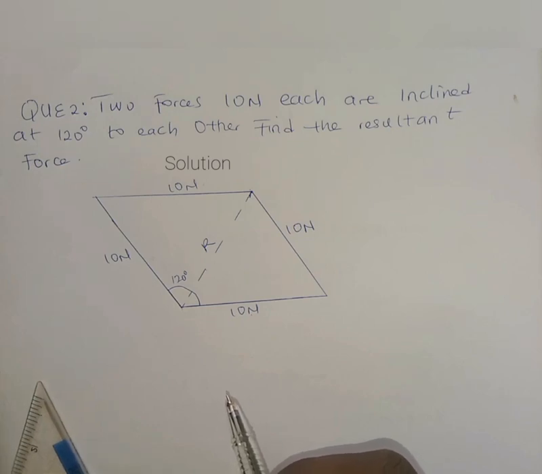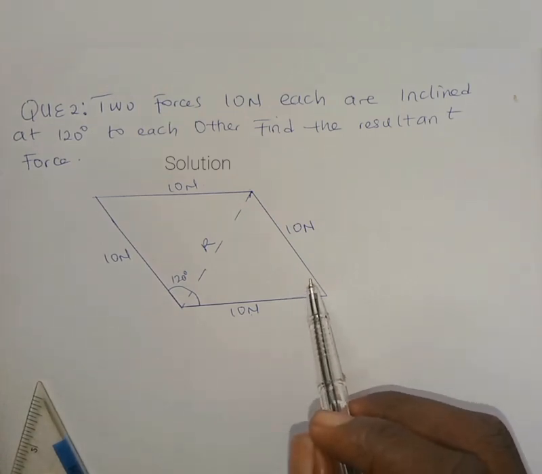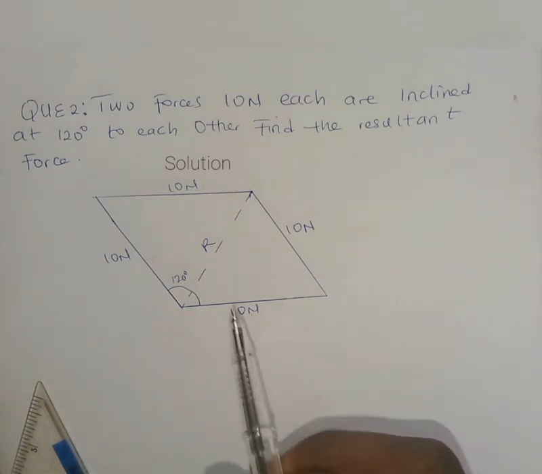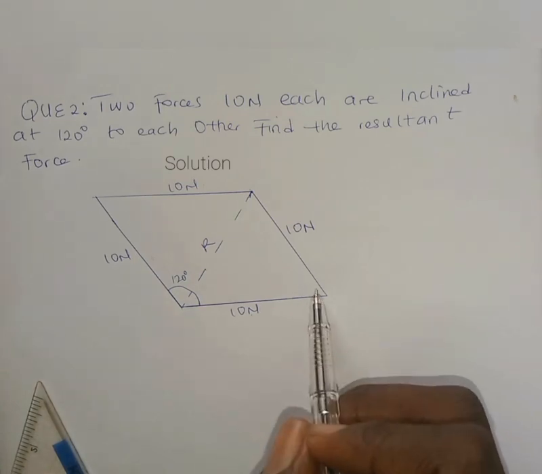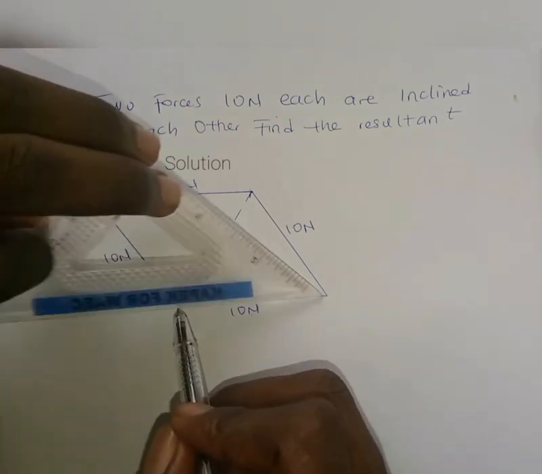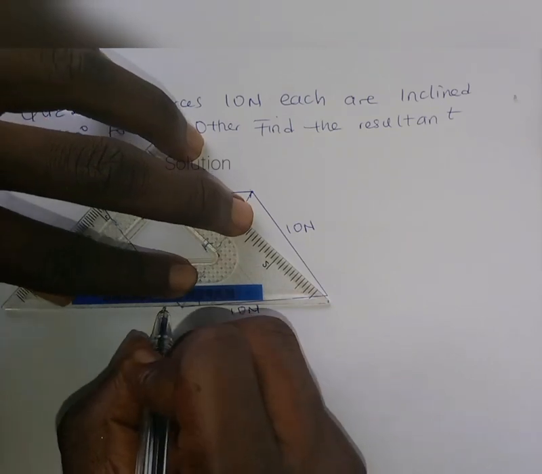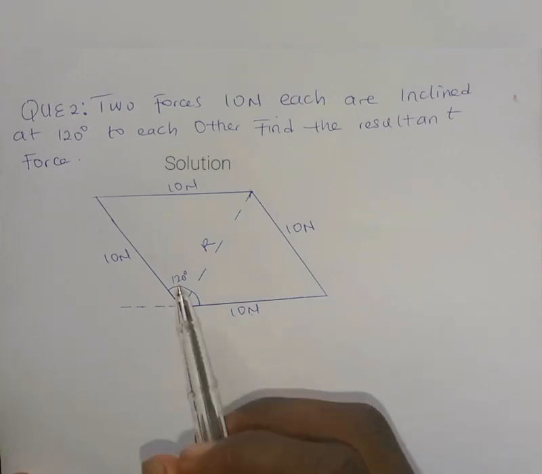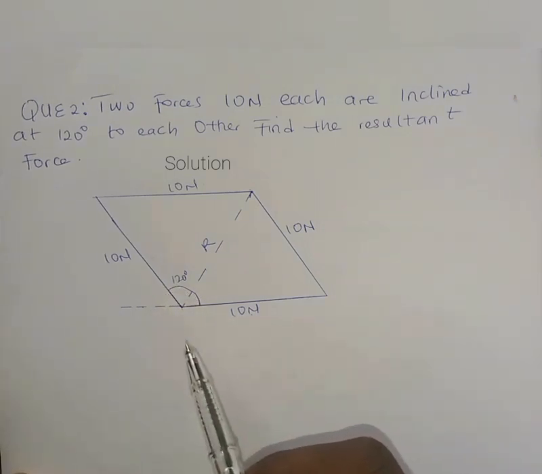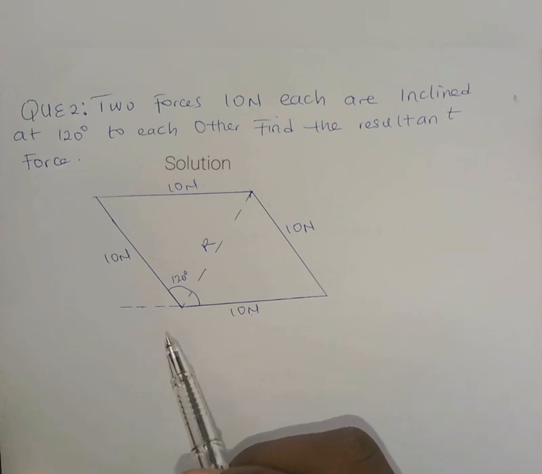Now, how do we continue solving and look for our resultant force or vector? Now it is very easy. To do this, we have to look for the angle here so that we can bring this triangle out and solve. To look for this angle, we should complete this line with an imaginary line, so we have this straight line like this. You should know all angles on a straight line is 180 degrees.